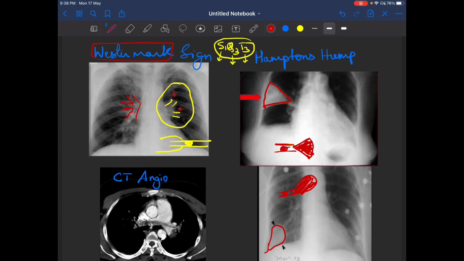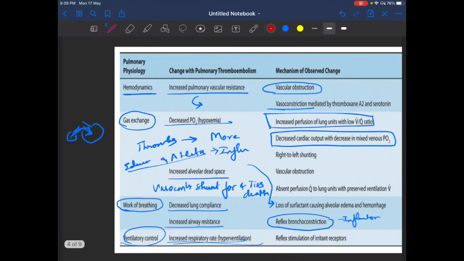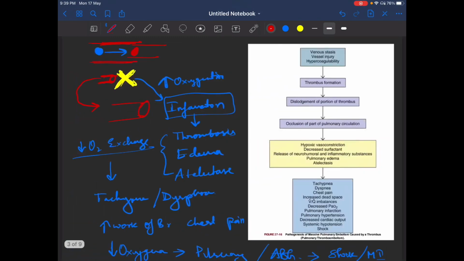It is very easy. And here see, in CT angio, you can see this one, right? This is the embolus obstructing the pulmonary vessels. So this is a saddle thrombus. So these are the few signs and symptoms, and briefly the treatment and the vascular events, pulmonary physiological events, and the pathophysiology of pulmonary thromboembolism.